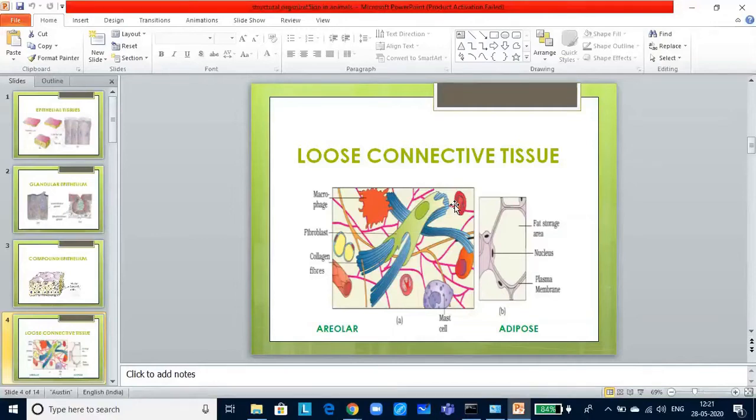Now let us look at dense connective tissue. In dense connective tissue, fibers and fibroblasts are arranged compactly. Orientation of the fibers shows a regular and irregular pattern, and hence they are classified as dense regular connective tissue and dense irregular connective tissue. In regular connective tissues, the collagen fibers are present between many parallel bundles of fibers. Tendons, which connect skeletal muscles to bones, and ligaments, which connect one bone to another bone, are examples.